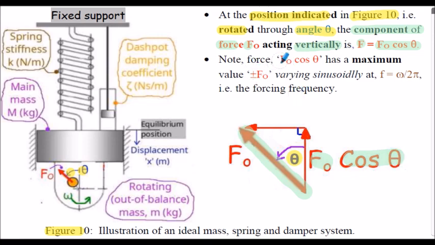So note that force F0 cos theta has a maximum value of plus or minus F0 and varies sinusoidally at a frequency, lowercase f here, of omega divided by 2 pi. That's termed the forcing frequency. Here's the angular velocity omega.